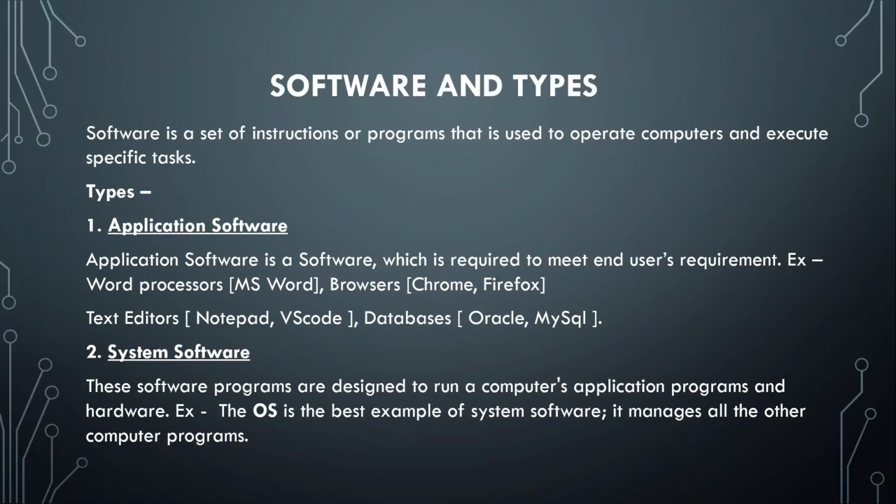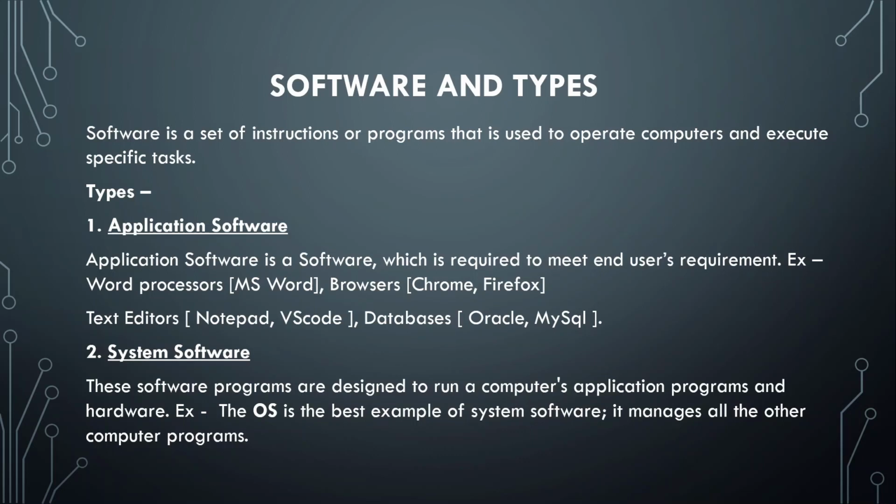So before getting into Linux, let's understand what software is and how many types of software there are. Software is a set of instructions. You can also call it a set of programs that is used in order to operate computers, and in order to execute a specific task we use something called software. In simpler terms, software is a collection of instructions that tells a computer how to work and what to do. There are two types of software.